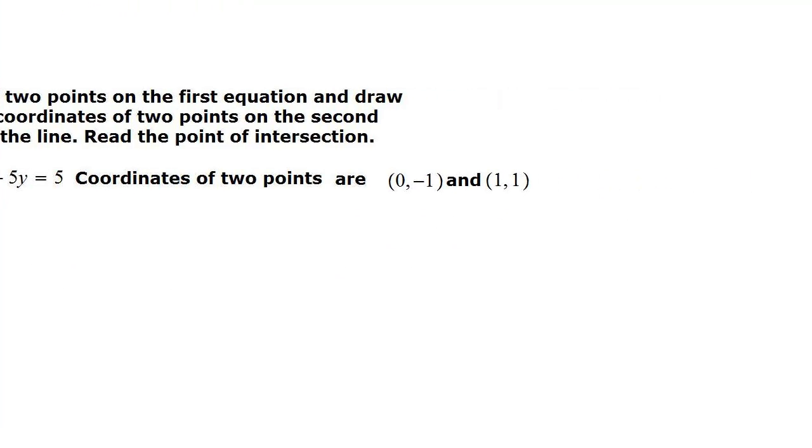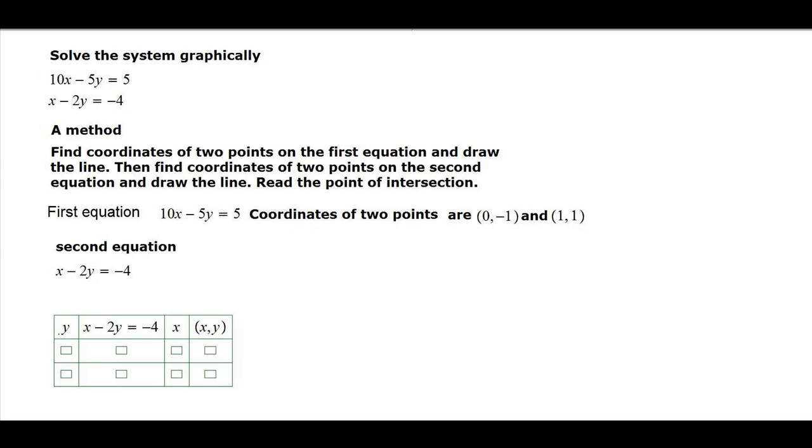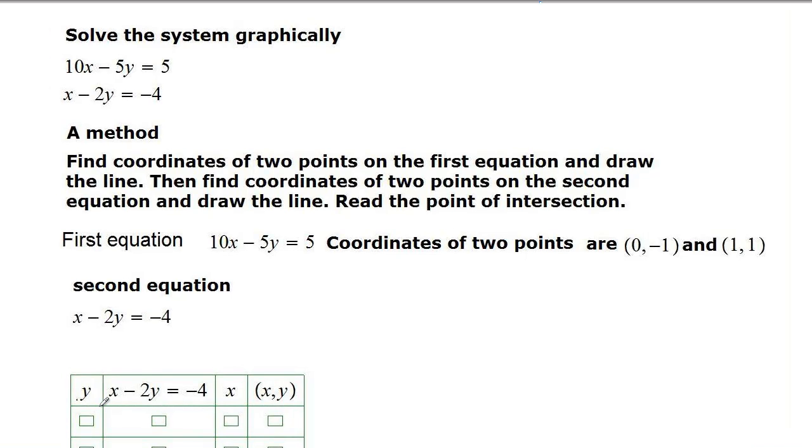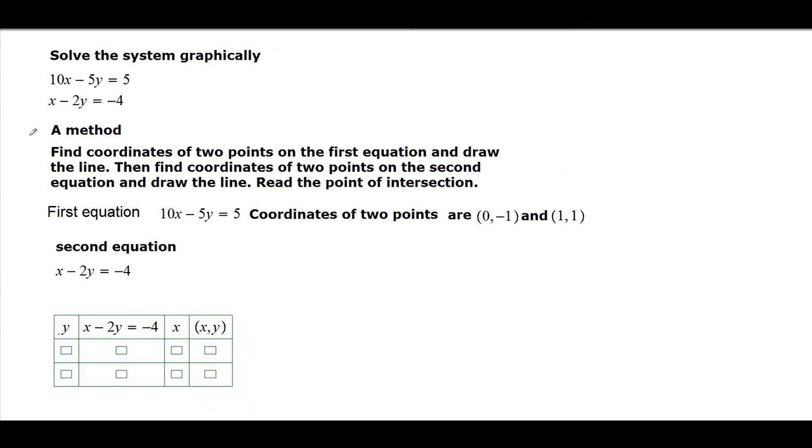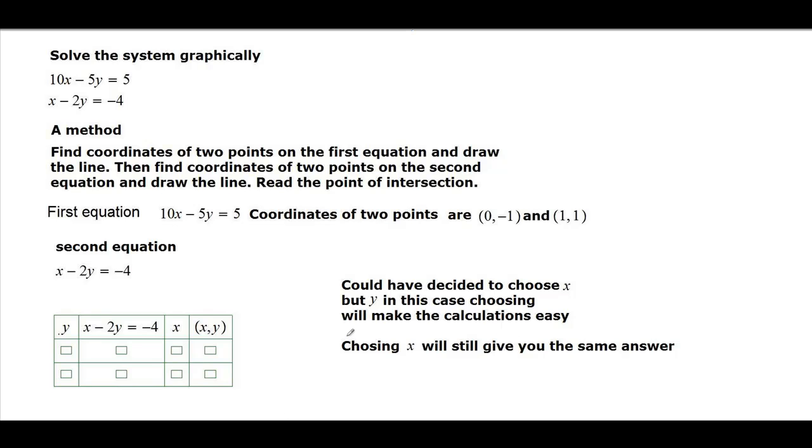So these are the 2 points that we determined here. Now let's take the other equation, which is x minus 2y equals negative 4. For this equation, we are going to substitute the values for y. We could do it for x, but since x has a coefficient of 1, it might be easier. As I said, we could have decided to choose x, but y in this case will make the calculations easier, and choosing x will give us the same answer anyways.